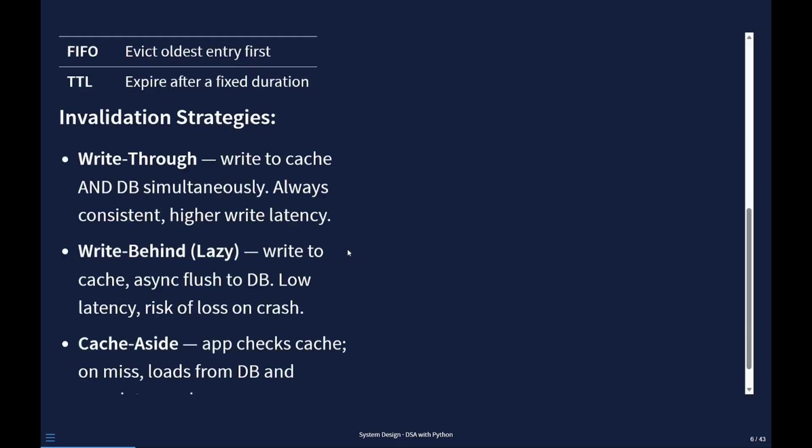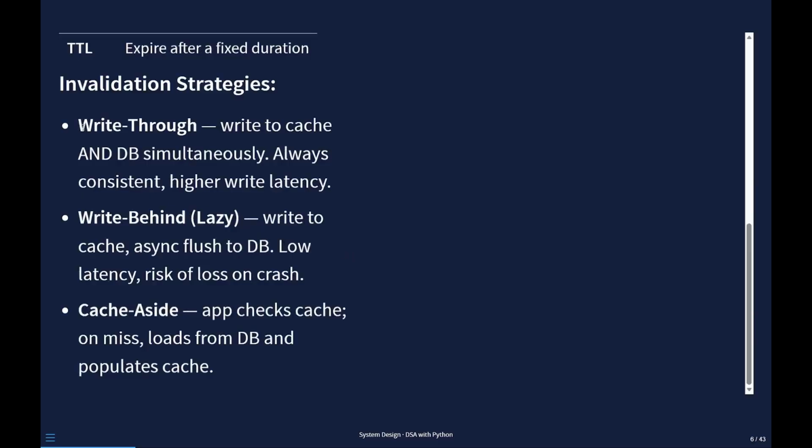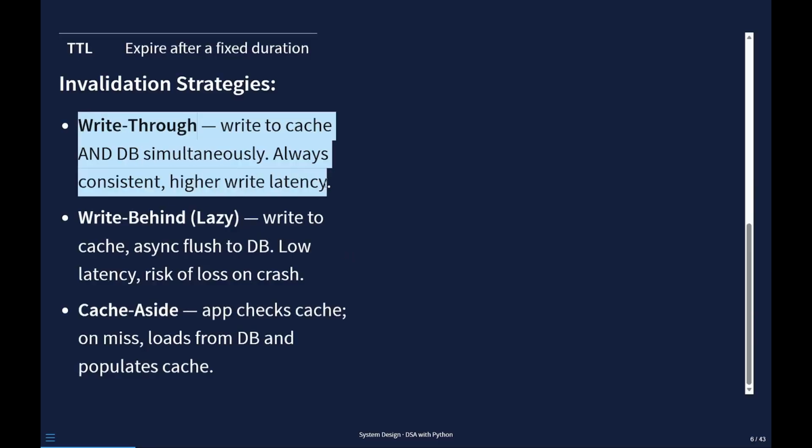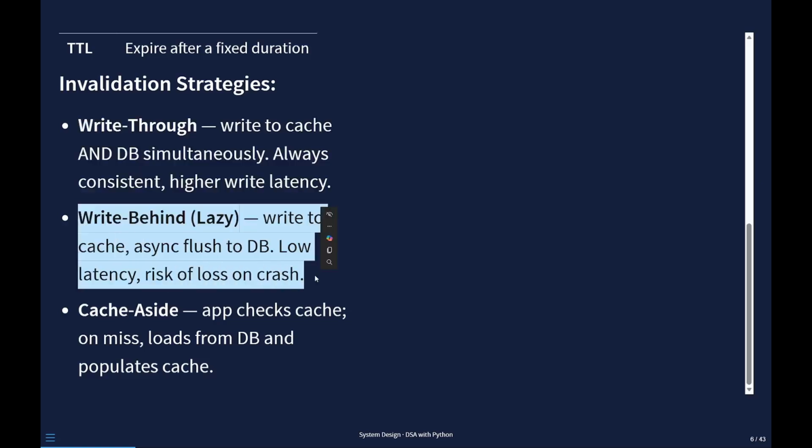Invalidation strategies determine when and how you update the cache when data changes. Write-through. You write to the cache and the database simultaneously on every write. Your cache is always consistent with your database, but every write has higher latency, because it must hit 2 systems. Write behind, also called write back. You write to the cache immediately and flush to the database asynchronously in the background. Writes are very fast, but if the cache crashes before the flush, you lose data.